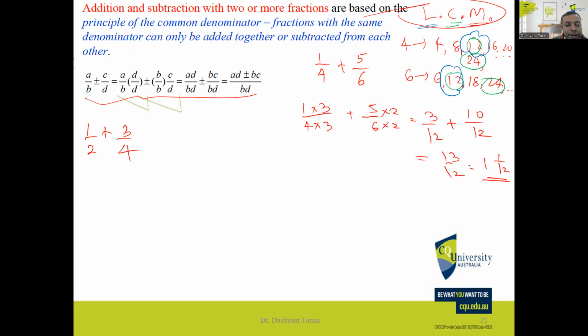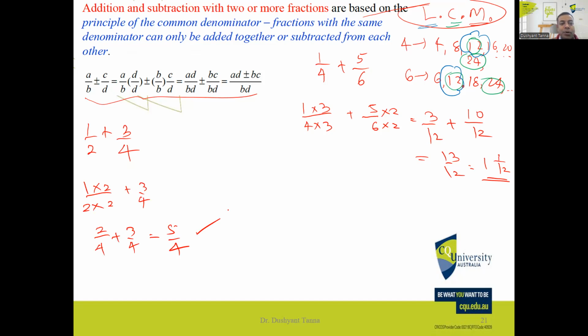Up here, since 2 is a part of 4, the process is simpler. I'll multiply them by 2. So 1 over 2 is 2 over 4, plus 3 over 4, which is 5 over 4. If it was a subtraction, you do the same thing.